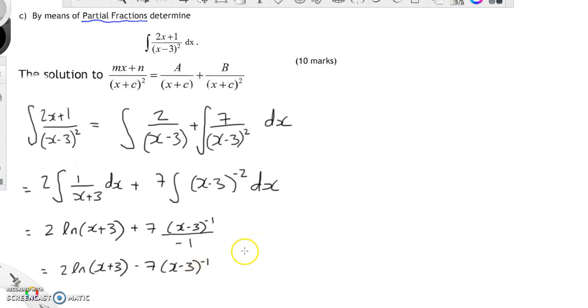And we can further tidy that up. If we want to get fancy, we can bring the 2 up and we'll have ln of x minus 3 all to be squared. The 2 can jump up there. And then we're going to have minus 7, and we can write that over, bring the x minus 3 below the line. And the power becomes positive, so it's the power of 1. You can put the 1 in or leave it out. And don't forget lastly to add on big C for the constant of integration. And that's it done.